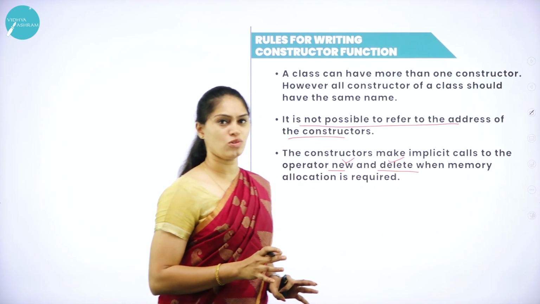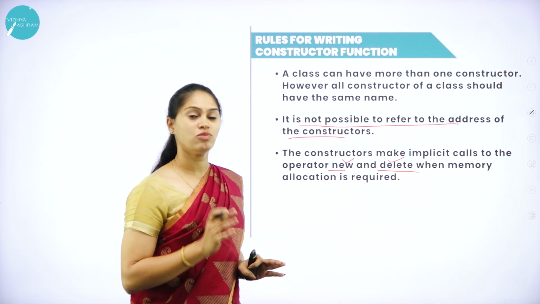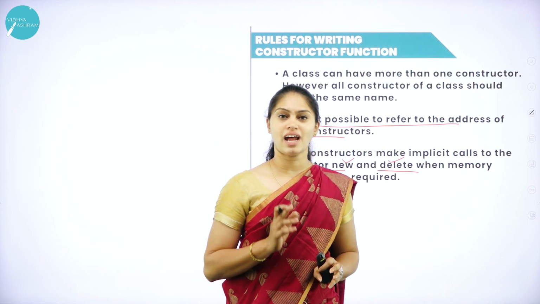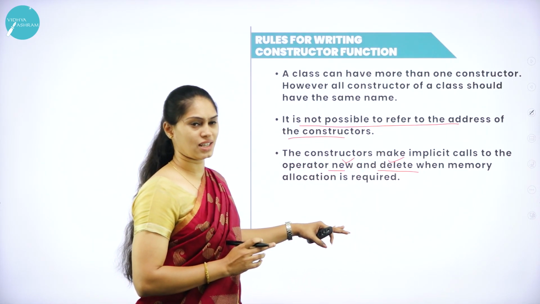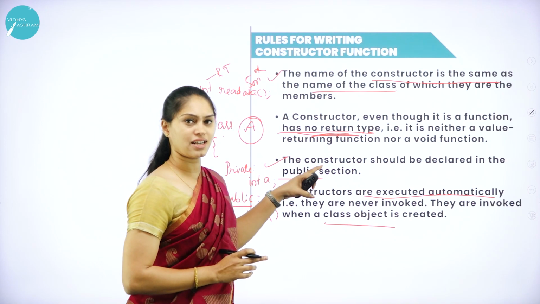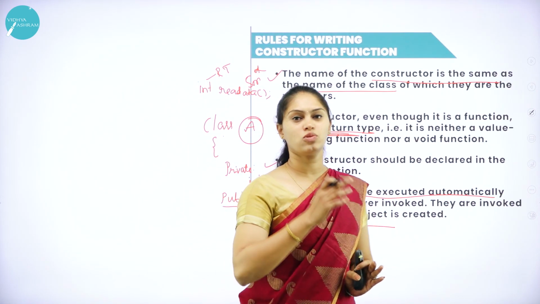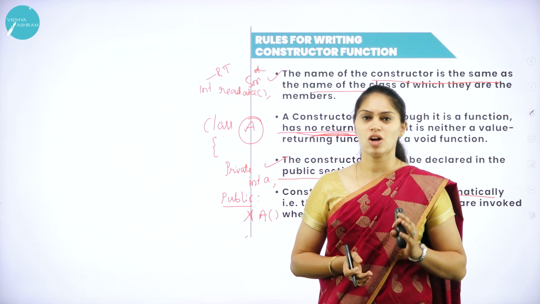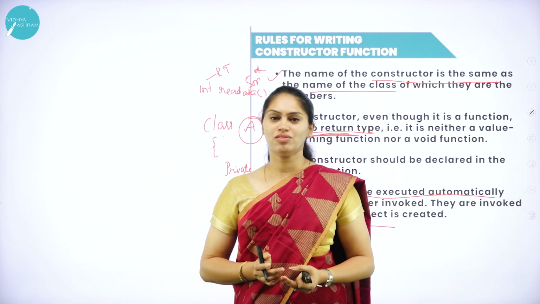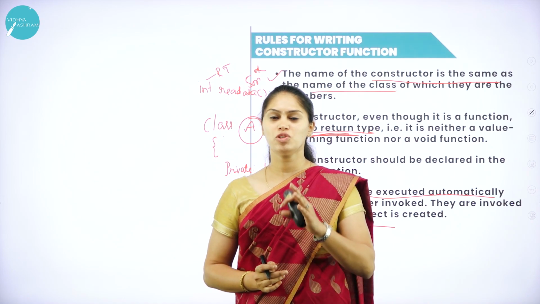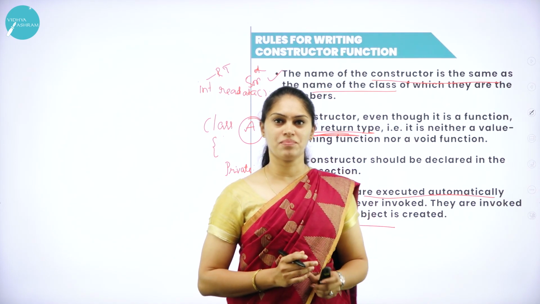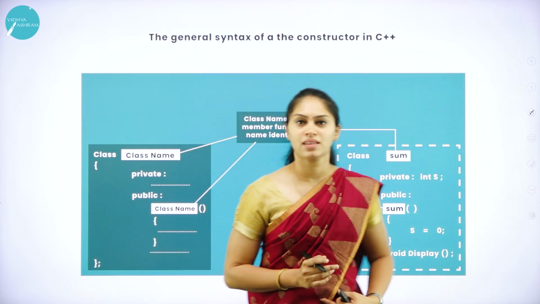Okay, so these are the rules that you have to keep in mind while working with a constructor, and these characteristics of a constructor and the rules for writing a constructor are both the same. If they ask you to write the rules for writing a constructor function or the characteristics of a constructor function, at that time you have to write the same answer. So we'll have an example now.